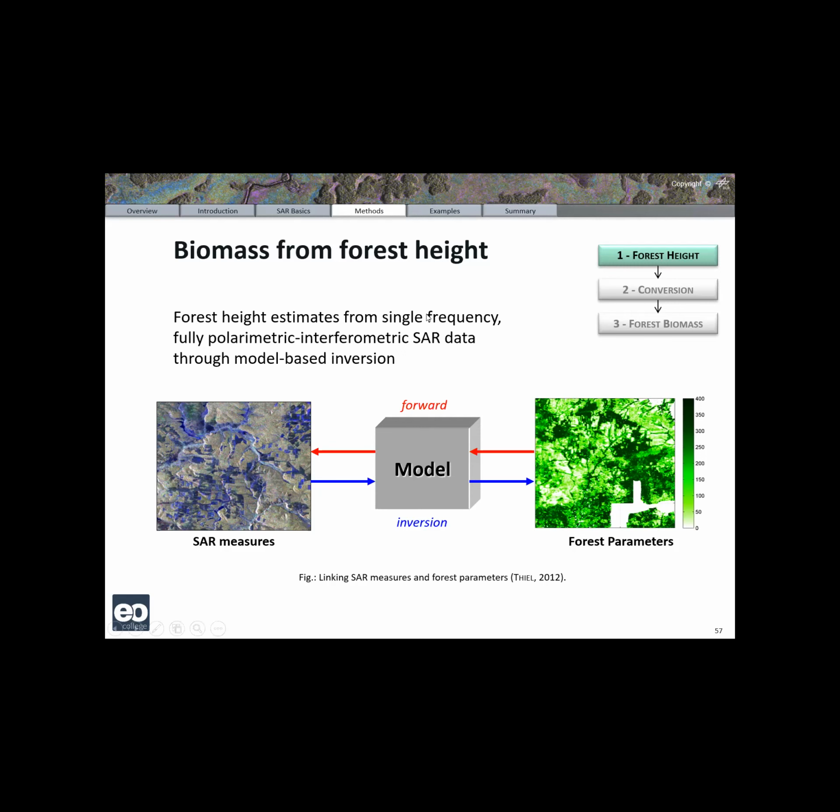But principally what you see here is, of course, that any model, whether it's just a simple regression model, or you put in some estimates like that water cloud model, you always need the reference, the in situ data, with which you are then able, based on the regression, to invert from SAR measurements to forest parameters, coming from training in the forward model.